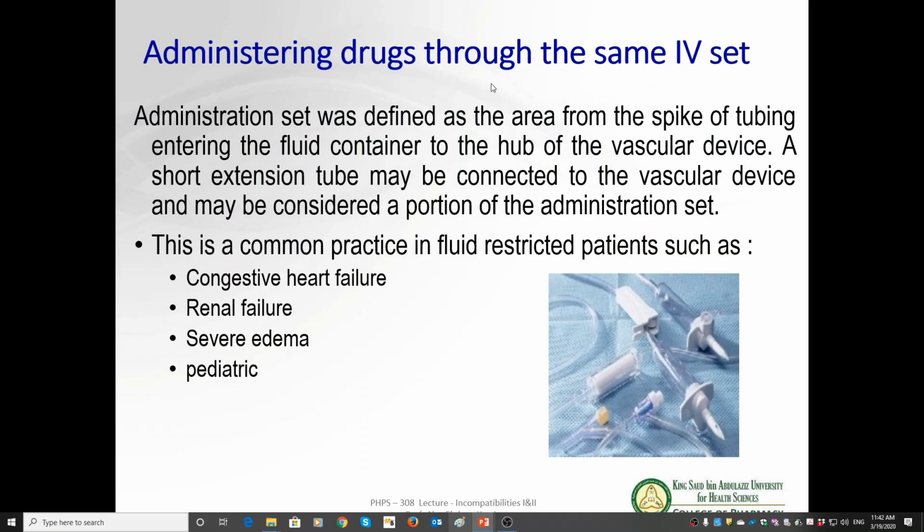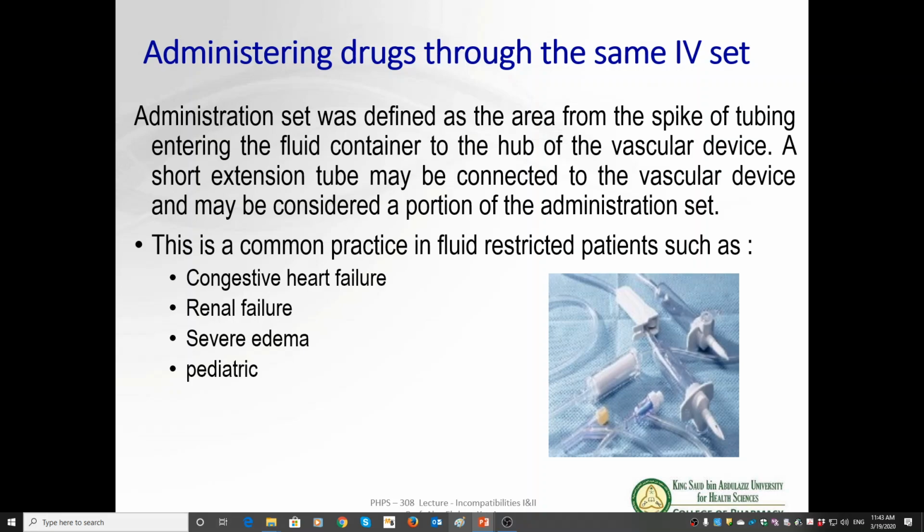Okay. Administering drugs through the same IV set. We mentioned the same syringe for small volumes. The other common practice is mixing them in the same IV set. We mean in the same IV set if this mixing occurs between the fluid container and the hub of the vascular device. The IV set is from the fluid container till the hub of the vascular device, before the needle. So if they meet before the hub, this means this is administering in the same IV set.